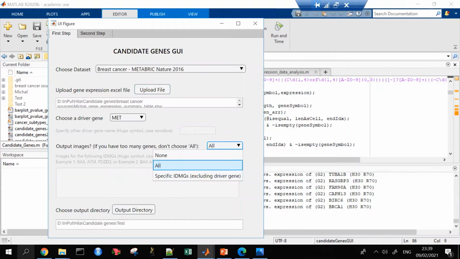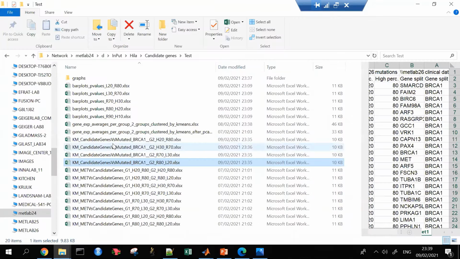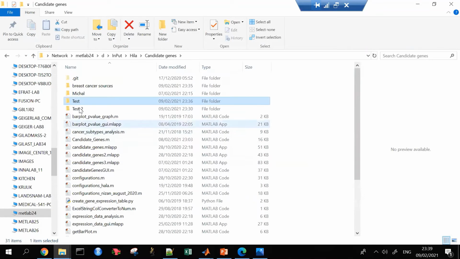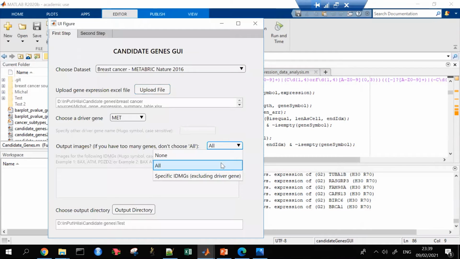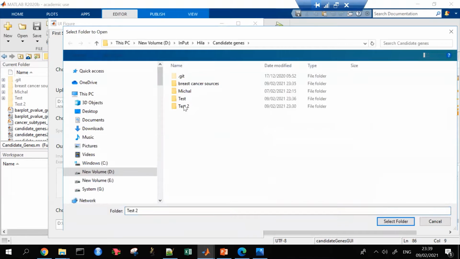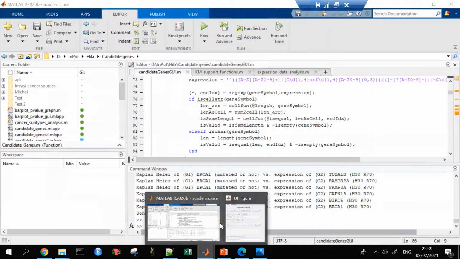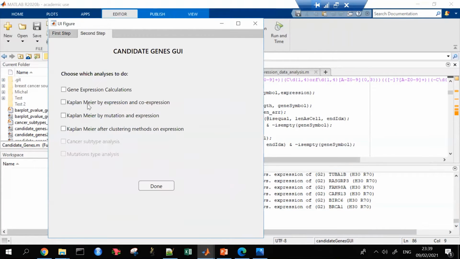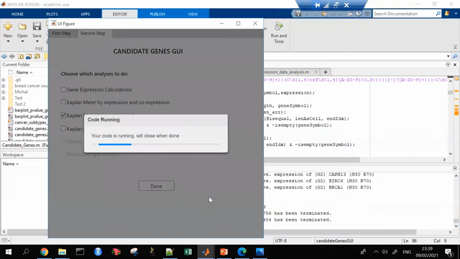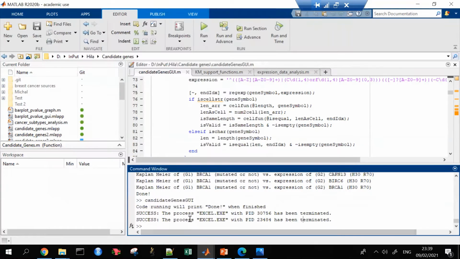Or you know what? Let's do it in test 2. And we will choose Kaplan Meier by mutation and expression. Done. Again, the code is running. The process of Excel was terminated.